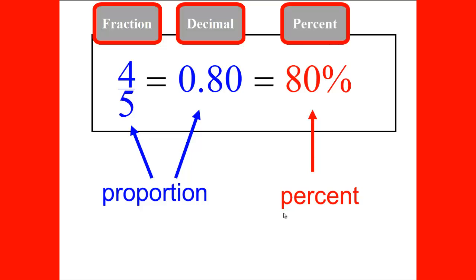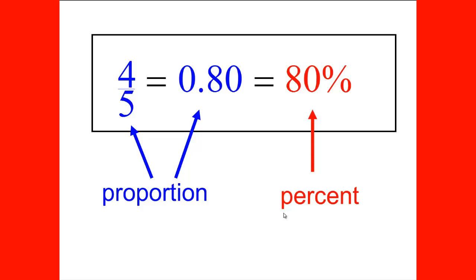So if I said 4 out of 5 doctors recommend a toothpaste, or 4 out of 5 dentists recommend a toothpaste, that's a proportion. If I say 0.80 recommend, that's a proportion. If I say 80% of the dentists recommend, that's a percent. And it's just a wording or a definition of the words.